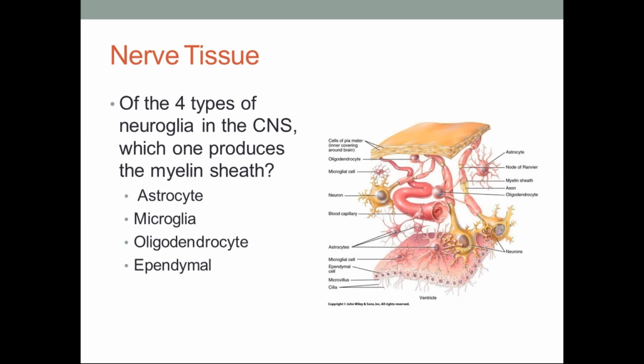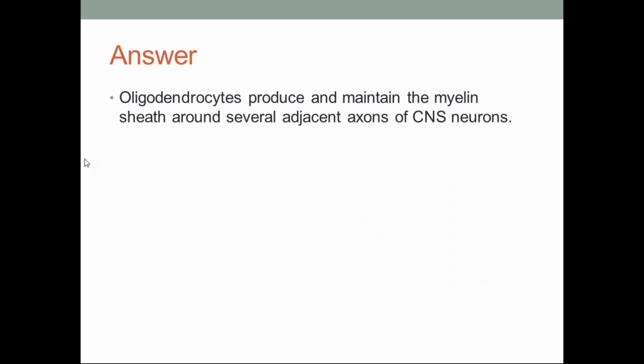Of the 4 types of neuroglia in the central nervous system, which one produces the myelin sheath? Ollie the octopus, right? The oligodendrocyte. Good. So they produce and maintain the myelin sheath around several axons of central nervous system neurons. I think it's up to about 15 different axons that they can myelinate.